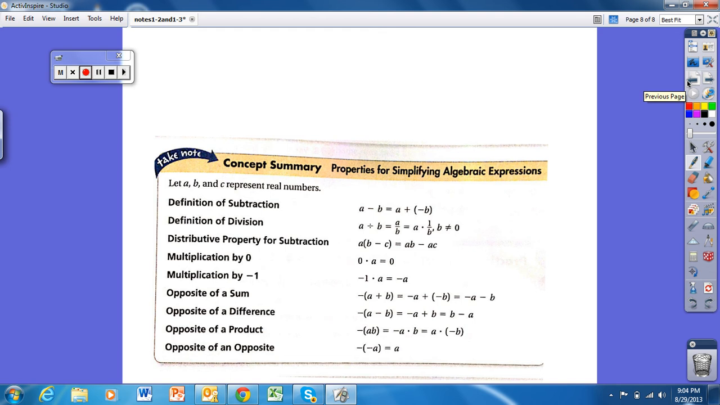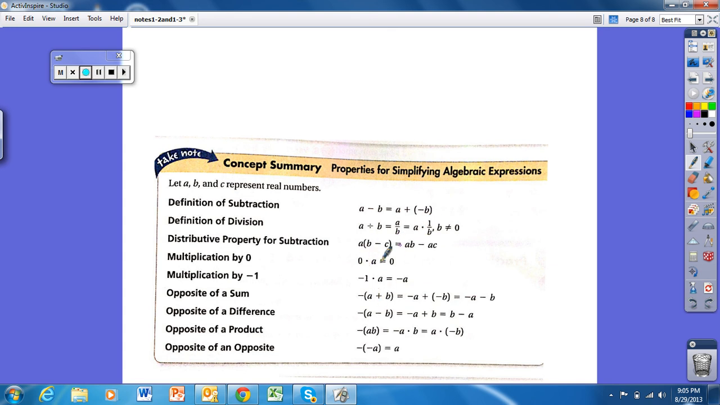Here are some properties for simplifying algebraic expressions. You all know that when you do a minus b, that's the same as adding negative b to a. If you didn't know that, you do now. Subtraction is the same as adding a negative. Dividing is the same as multiplying by 1 over the denominator. So a over b is the same as a times 1 over b.